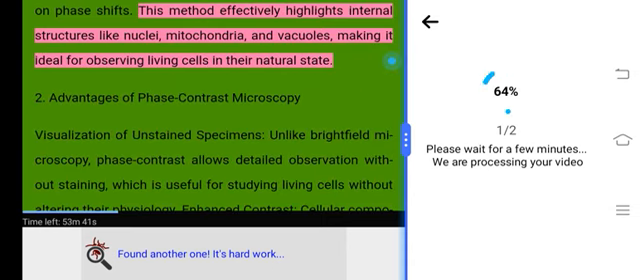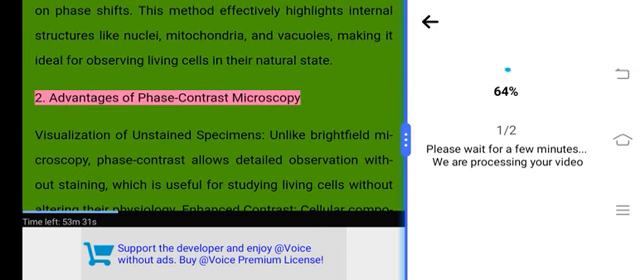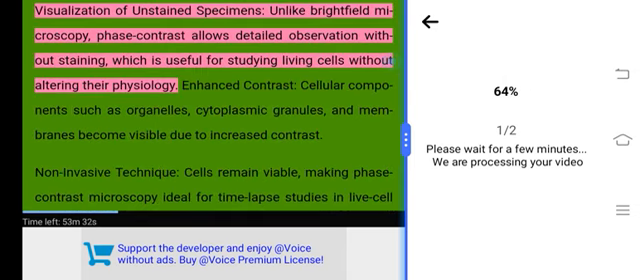This method effectively highlights internal structures like nuclei, mitochondria, and vacuoles, making it ideal for observing living cells in their natural state. 2. Advantages of phase contrast microscopy. Visualization of unstained specimens. Unlike bright field microscopy, phase contrast allows detailed observation without staining, which is useful for studying living cells without altering their physiology.